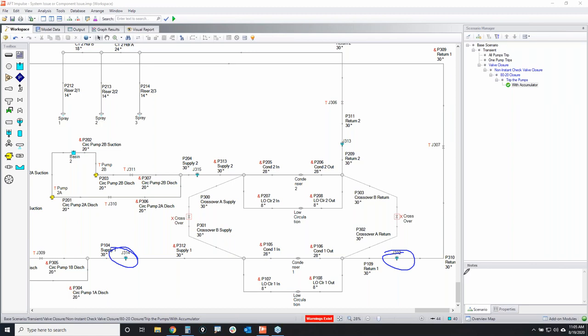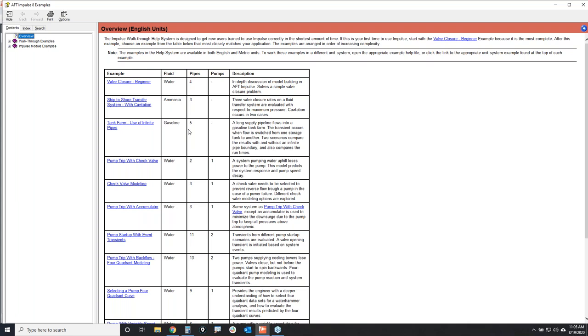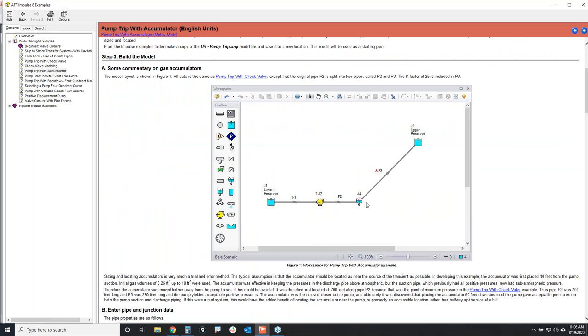Impulse can help you with determining where that should be. I'm not going to get into talking about how to size and locate a gas accumulator. We have an example that can help you with that. If you go to the help menu, show examples, and pick your favorite units, here's an example that talks about doing a pump trip scenario with a gas accumulator. That'll teach you how to use that type of component.